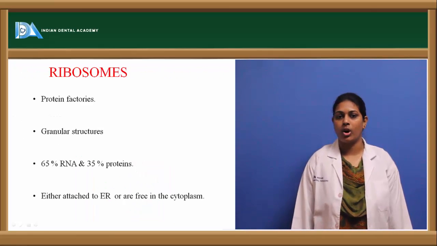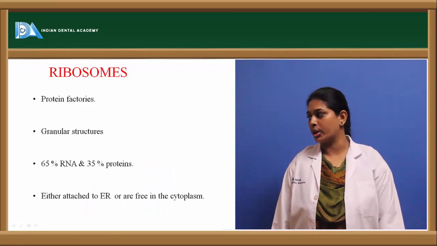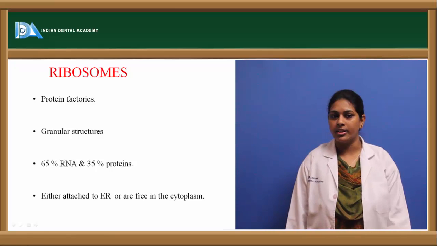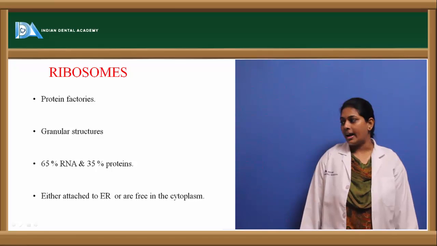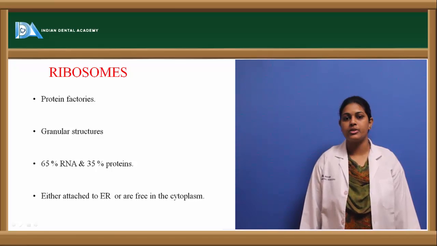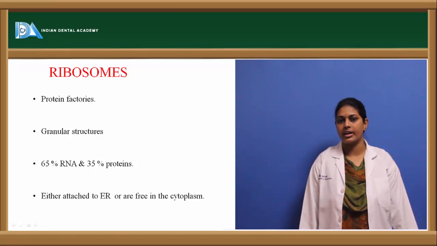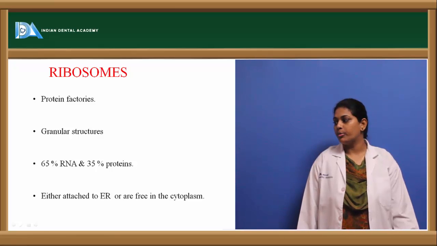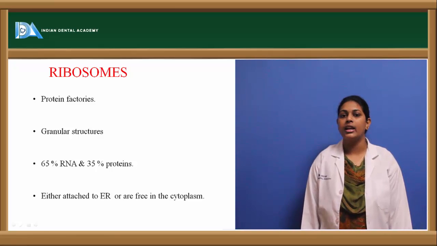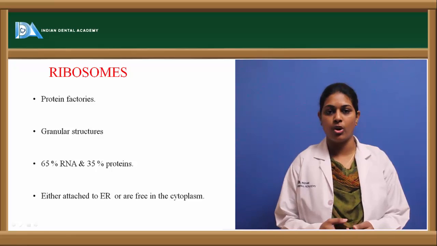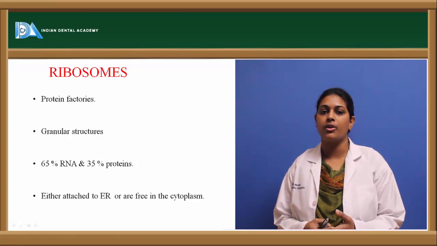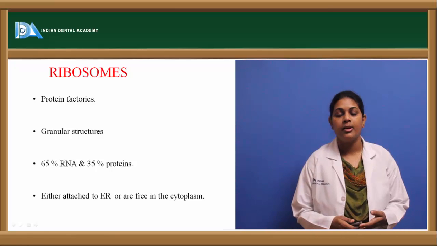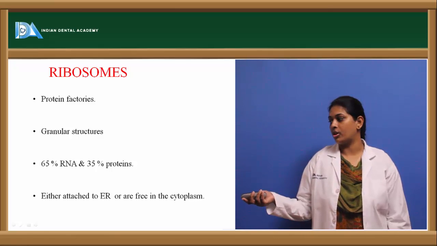Coming to the next cellular organelles, ribosomes, which are known as protein factories, and they appear as granular structures because of their granular nature. The composition of the ribosomes is 65% RNA and 35% protein. They are available in two forms. One is attached to the endoplasmic reticulum, otherwise they are freely present in the cytosol or the cytoplasm.